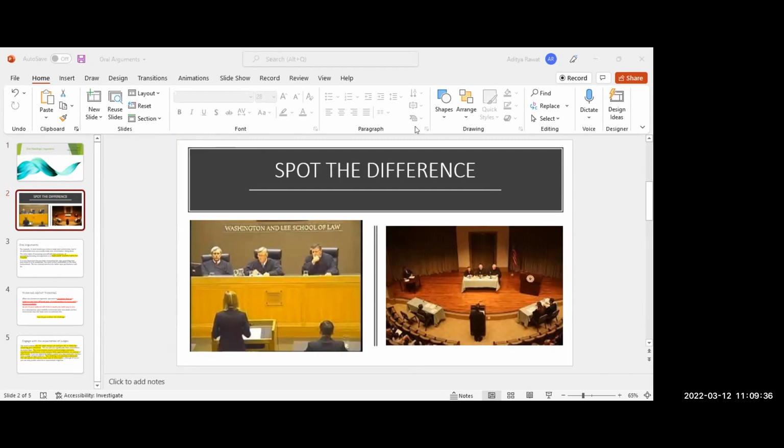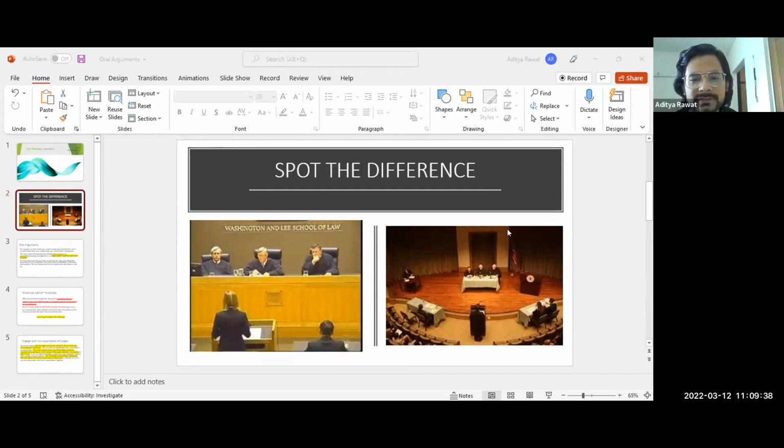Now this particular slide has two images, and there is a very subtle difference between them. Due to paucity of time, I would ideally have asked you to spot the difference, but I'm going to just proceed with it. This representation tells us about two different ways in which a moot court competition or a different competition works out.